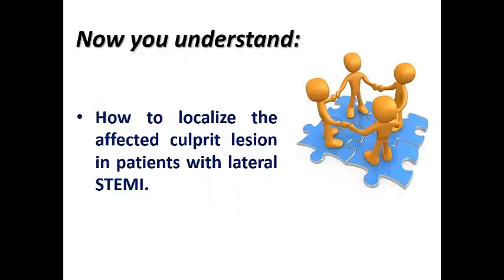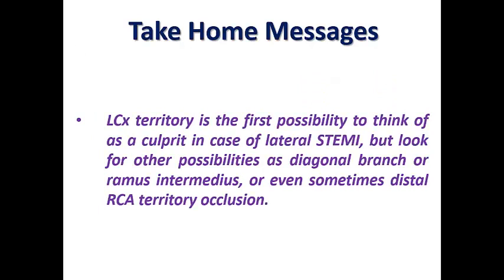So at the end of our interesting lecture today, we understood how to localize the affected culprit lesion in patients with lateral STEMI, and our take-home message today: LCX territory, of course, is the first possibility to think of as a culprit in case of lateral STEMI, but you need to look for other possibilities such as diagonal branch, ramus intermedius, or sometimes even distal RCA territory occlusion can be the cause of lateral STEMI.